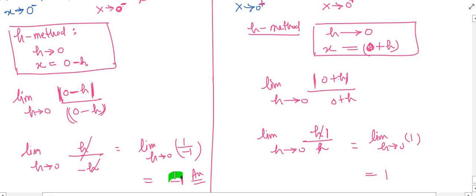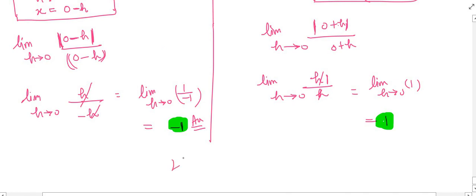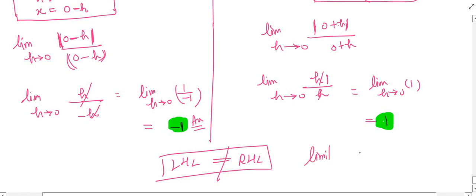So we can see these two are different. One is minus 1 and one is plus 1. Both limit values are different. LHL is not equal to RHL. So can we say the limit will not exist? Correct?